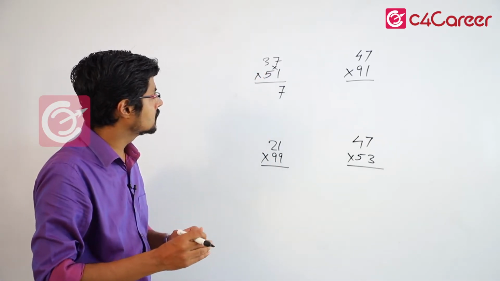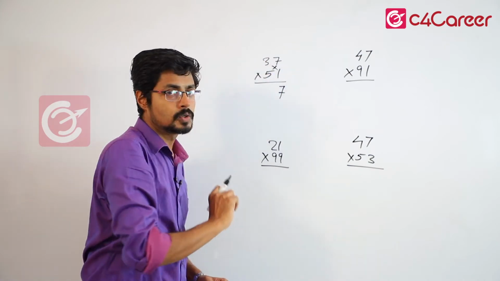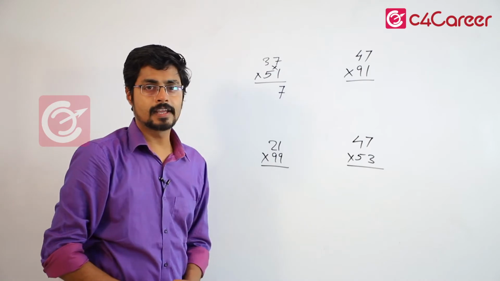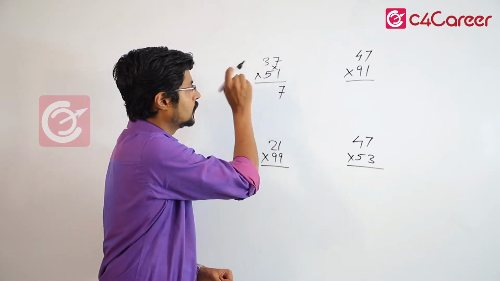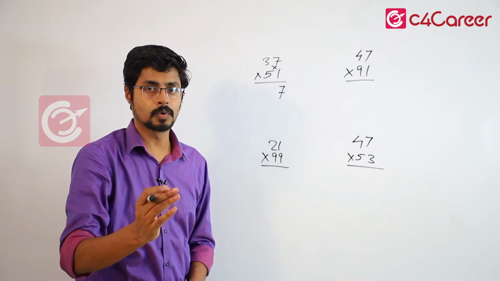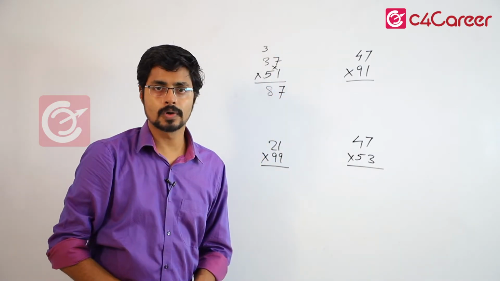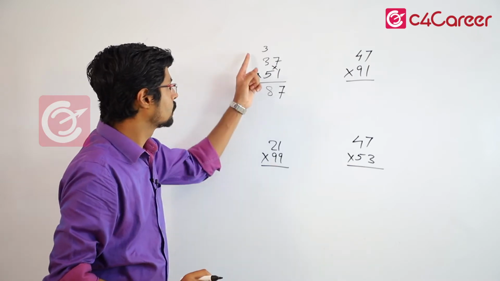So which is the highest pair here? You can see it is clearly 5 into 7. So that is the one you have to do first. 5 into 7 is 35 plus 3 into 1 is 3. 35 plus 3 is equal to 38. So you have a carry of 3 which you have to note down here.